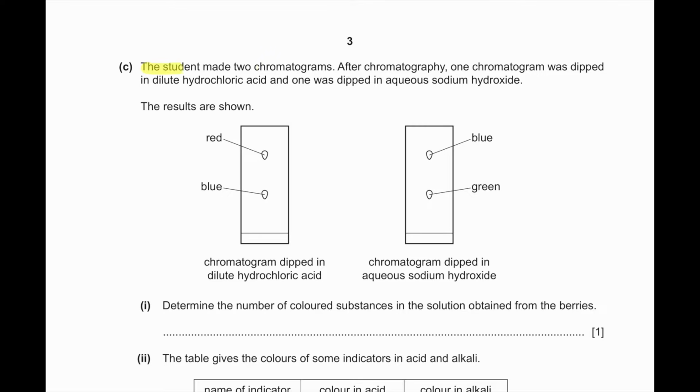Part C. The student made 2 chromatograms. After chromatography, 1 chromatogram was dipped in dilute hydrochloric acid and 1 was dipped in aqueous sodium hydroxide. The results are shown. You can see red and blue, and we can see blue and green. Chromatogram dipped in hydrochloric acid, chromatogram dipped in aqueous sodium hydroxide. Determine the number of colored substances in the solution obtained from the berries. Because in each of these we can see there are 2 spots, so it will be 2 colored substances. So we're just going to say 2.